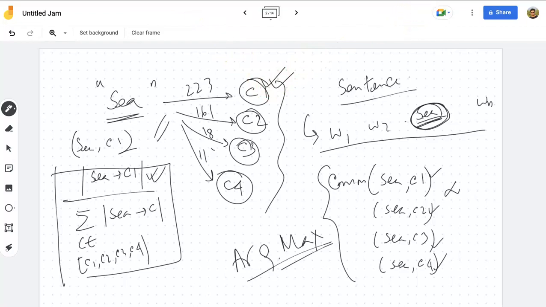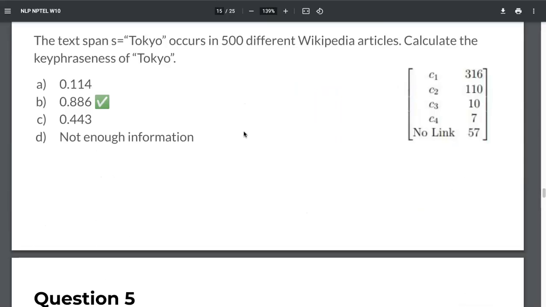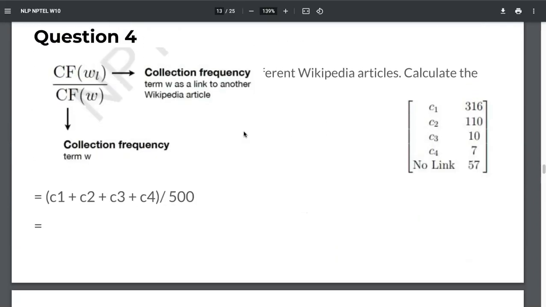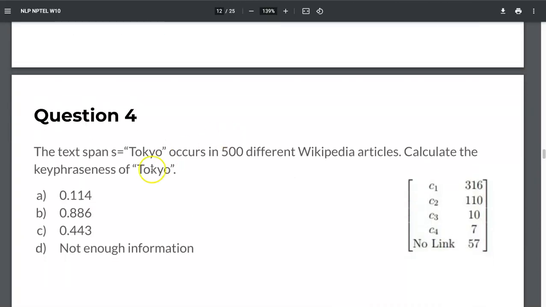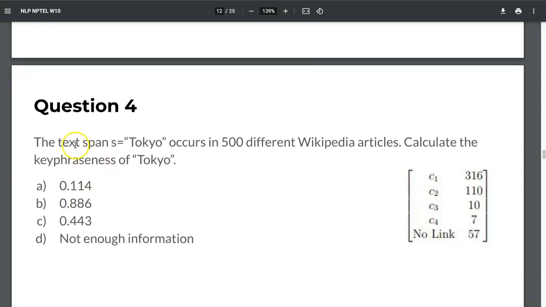Again, last year also there was a similar type of question. The values and the words are different, but the problem is the same. The text span X is Tokyo. In the example that we have done, the word is C, and here it is Tokyo, and they are saying that this Tokyo occurs in 500 different Wikipedia articles. They are asking to calculate the keyphraseness of Tokyo. I hope you can easily do it.